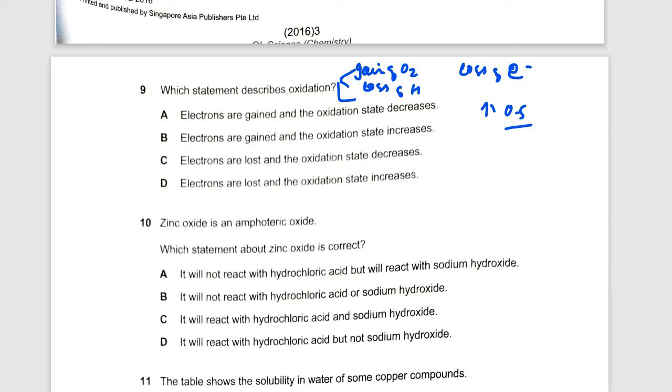So now coming back to the options: electrons are gained and oxidation state decreases. Is it correct? Just now we have discussed that electrons are lost, so this is gone. Electrons are lost, oxidation state decreases. So electrons are lost, C and D both have that. Now oxidation state decreases, no. So option number D. Whenever electrons are lost, the oxidation state is increasing, that is the condition.